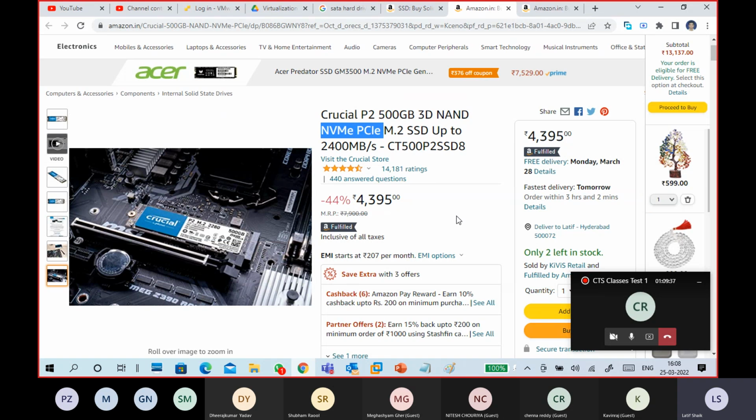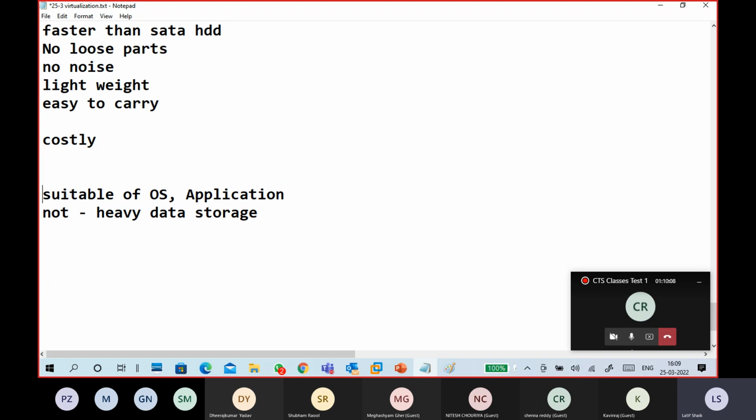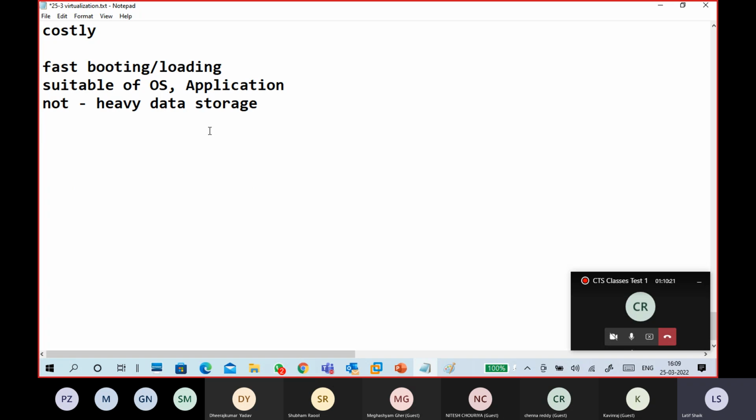Okay, it is faster than the normal ones, but the problem is it is costly. 500 GB is above 4,000, but a 2 terabyte normal internal hard disk is 4,000. You are getting 2 terabyte there, and here it is 500, so almost 4 times costlier. So it is not suitable for heavy storage, but for OS and application, server OS kind of stuff, it is good, because fast booting and loading is possible. Okay, next, NVMe.